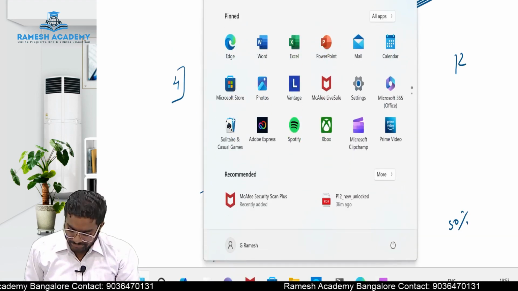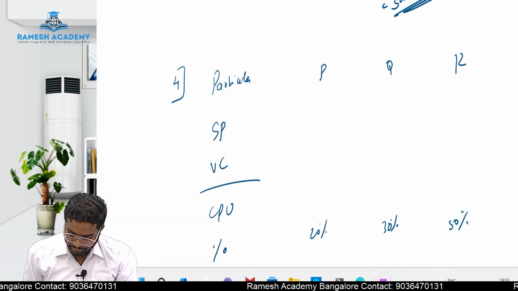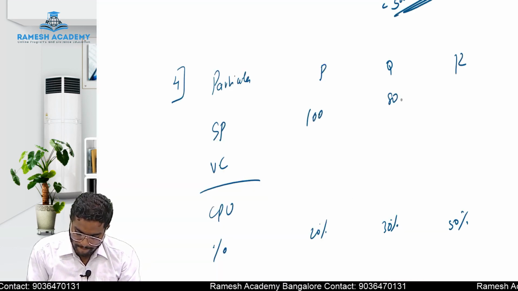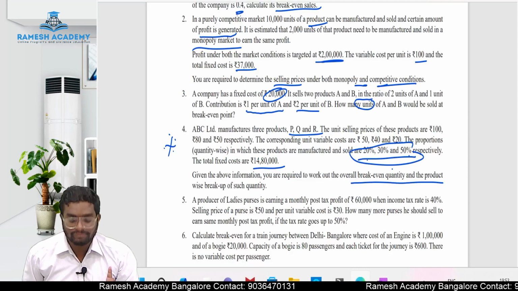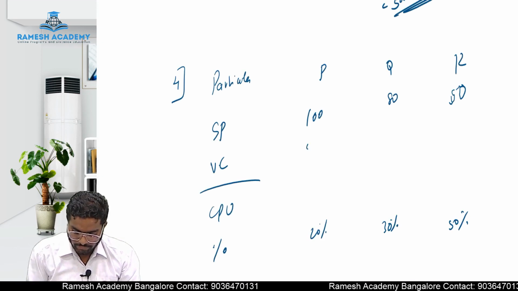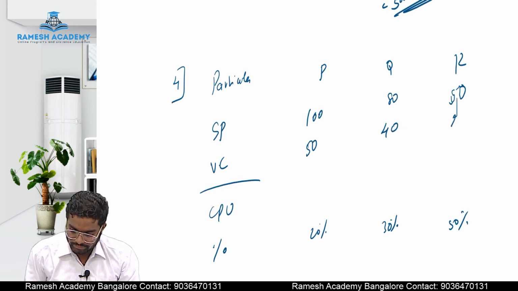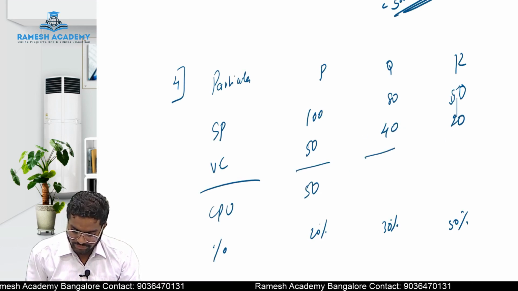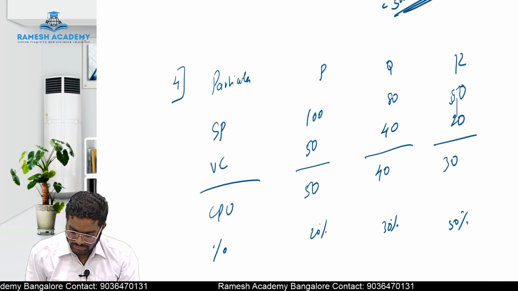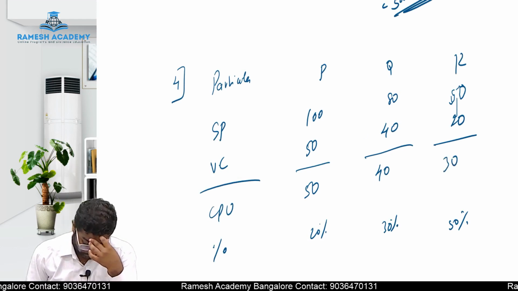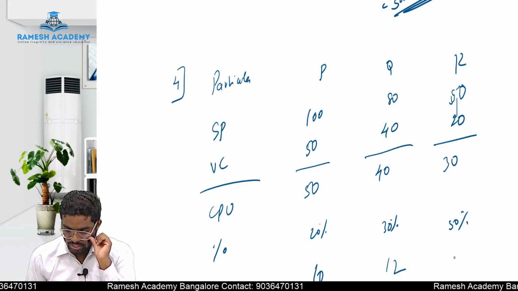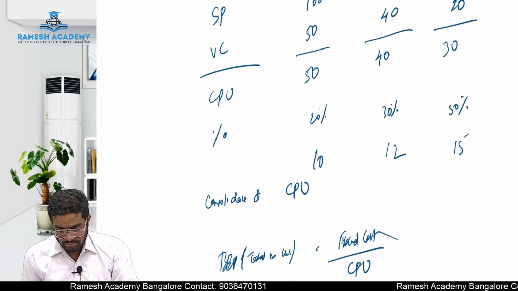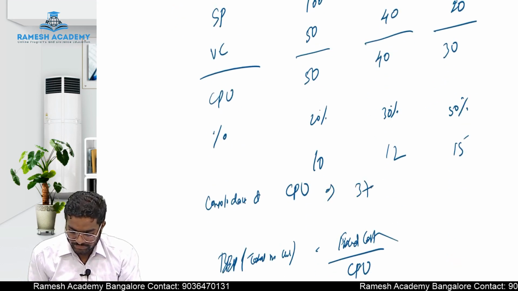So now I'll write the selling price. It is 100, 80, 50. Variable cost 50, 40, 20. Simple. So the contribution here is 50, here it is 40, here it is 30. Then multiply. 50 into 20% is 10, 40 into 30% is 12, 30 into 50% is 15. My consolidated contribution is 37.